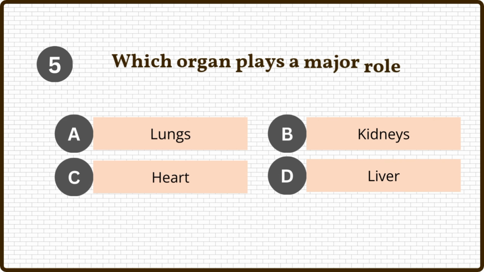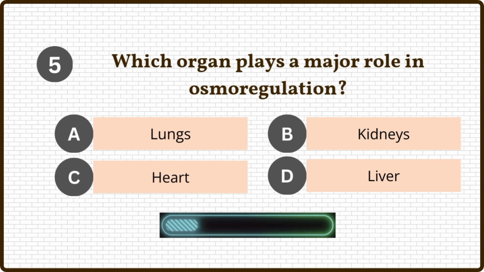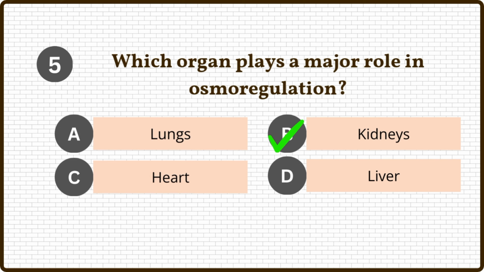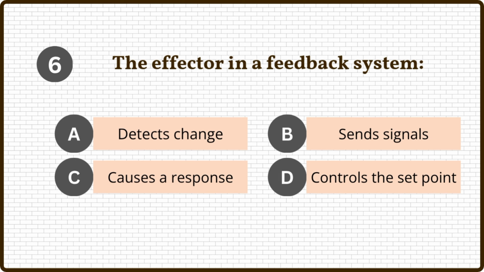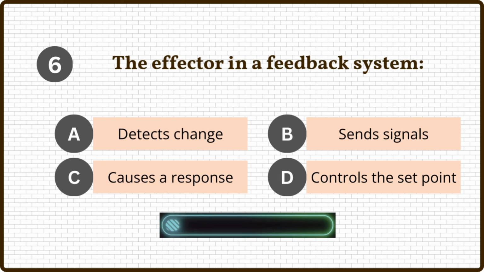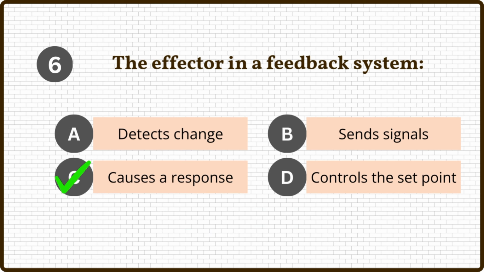Now, which organ plays a major role in osmoregulation? Kidneys. The effector in a feedback system causes a response.